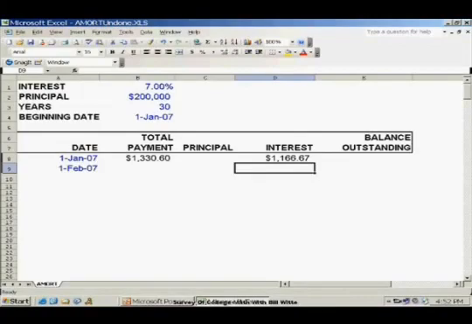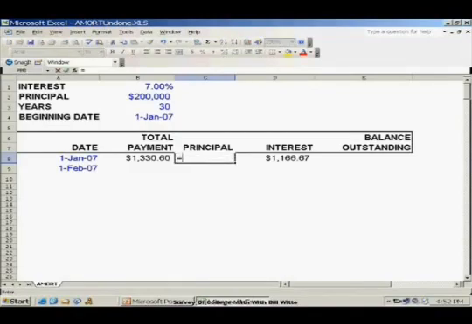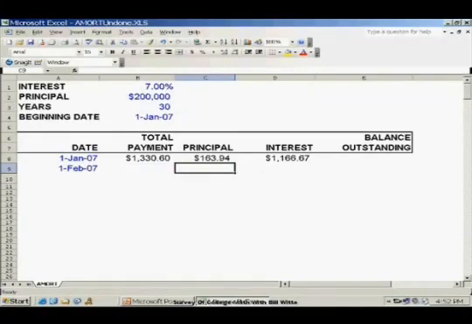That's very bad news. Let's see how much is going towards principal, because the principal and the interest together make the payment. I'll calculate that by subtracting the payment minus the interest. And you can see the very first month, of your $1,330, you're only paying $163.94 in principal.